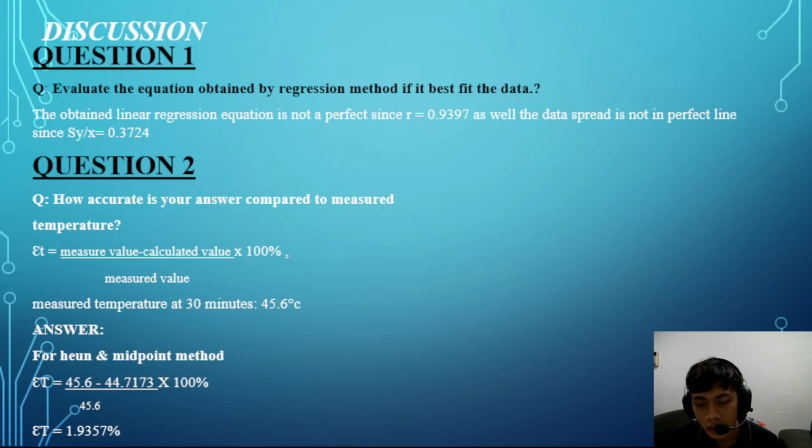Thank you, Harish. We are going to continue this presentation with the discussion. For question 1, once we have performed the linear regression and calculated the correlation coefficient R and the standard error of estimate, we can conclude that the obtained linear regression equation is not a perfect line, since R is equal to 0.9397 and it is not close to 1. As well, the data spread is not in a perfect line since our standard error of estimate is equal to 0.3724 and it is not close to 0.